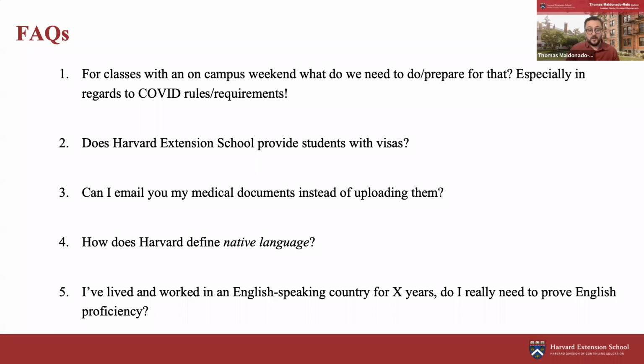So the first question I saw was, for classes with an on-campus weekend, what do we need to do and prepare for that, especially in regards to COVID rules and requirements? Well, based on the earlier presentation, within 7 days of registering for that course with an on-campus weekend, you're going to submit to University Health Services Patient Portal a copy of your vaccination documentation that verifies that you've completed a full series of COVID vaccination and a booster in order for you to be able to stay in that course and attend that on-campus activity. That is the most important thing for you to prepare for that on-campus weekend.